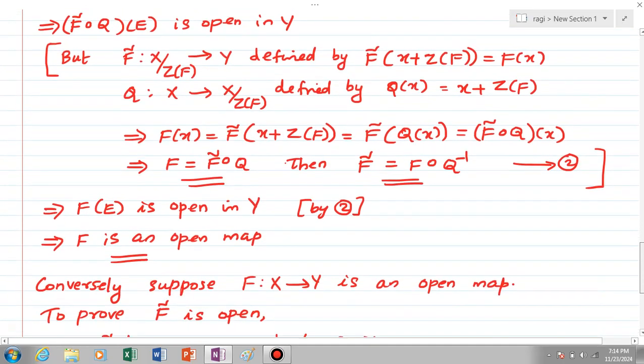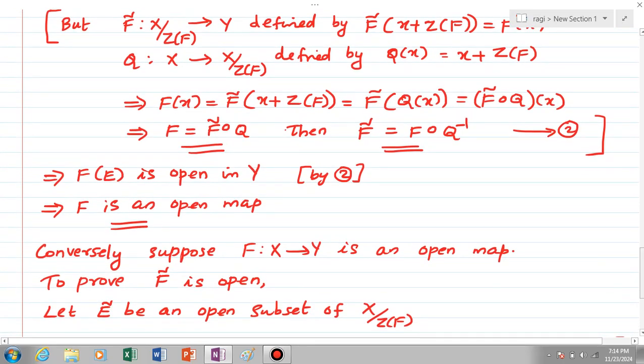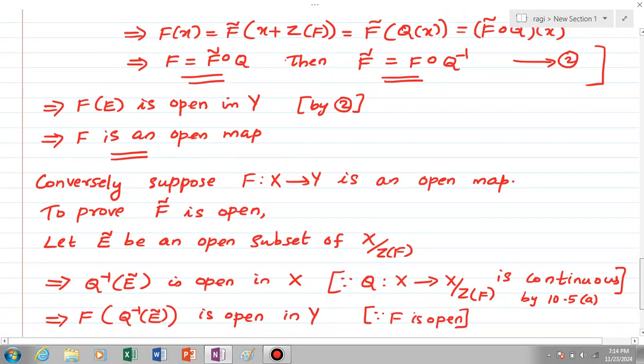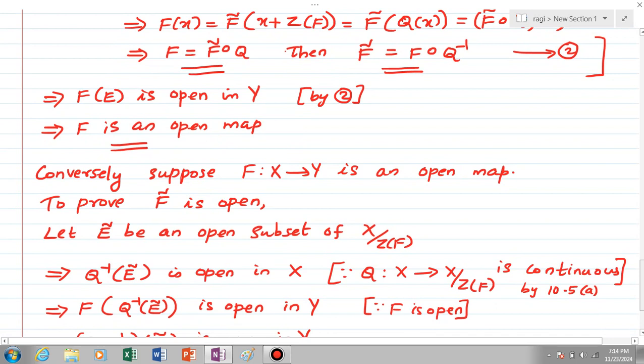Okay, for the converse, suppose f is an open map, we have to prove that f tilde is an open map. For that, choose an open subset E tilde of X by Z of f. We have to show that f tilde of E tilde is open. Okay, since E tilde is an open subset of capital X by Z of f, and we know Q from X to X by Z of f is continuous, and so Q inverse of E tilde is open in capital X, because for a continuous function we know inverse image of open sets are open. So E tilde is an open subset of X by Z of f, and hence Q inverse of E tilde is open in capital X.